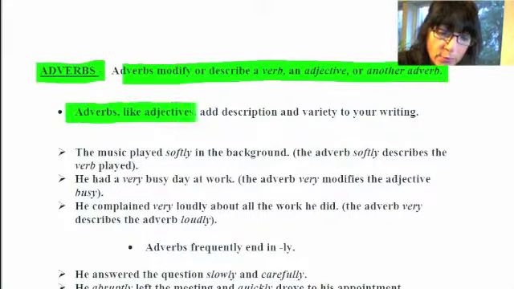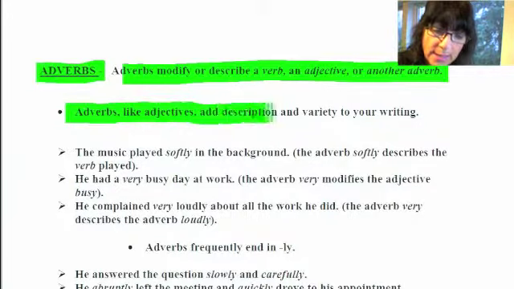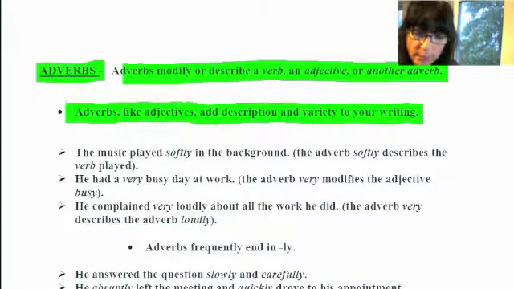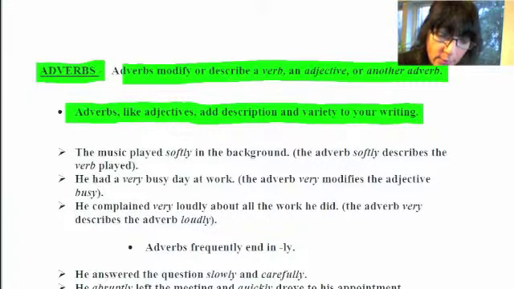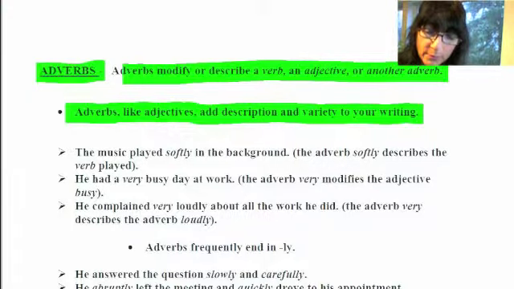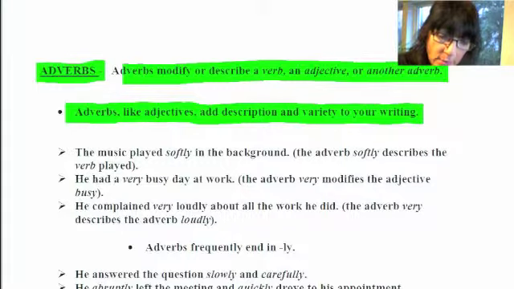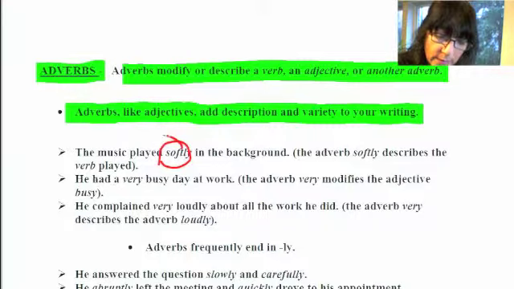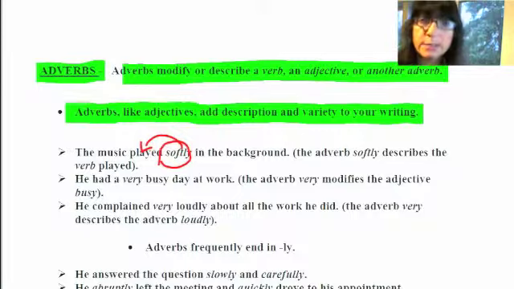Well, they're very similar to adjectives in their purpose, and that is they add description and they also add variety to your writing. Let's look at a few examples of adverbs and how they're used. In this first example, the music played softly in the background. In this example, softly is the adverb, and it's the adverb because it's describing how the music played. So in this case, it's modifying or describing the verb played.